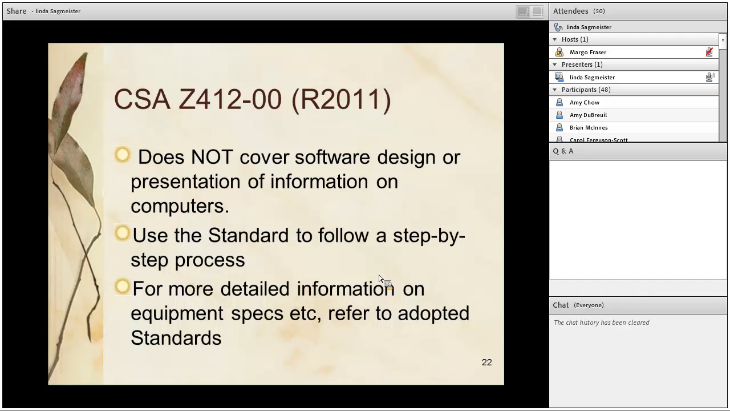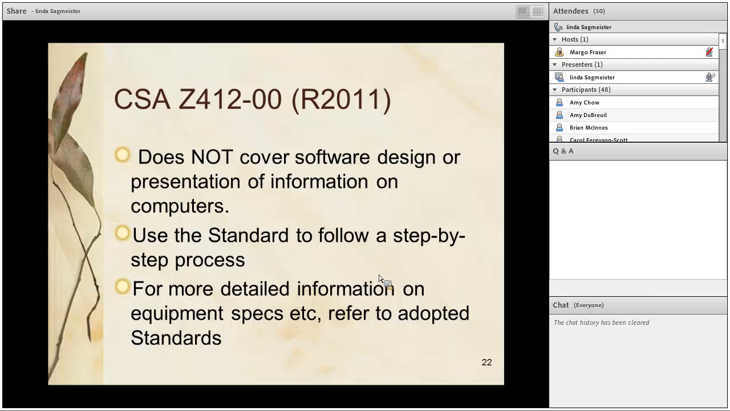Now, the interesting thing here is that, as I mentioned earlier, the CSA standards can adopt other standards, and in the case of the Z412 standard, like I said, it's almost like a textbook, and it gives a lot of information, a lot of tip of the iceberg information, so people know just how much stuff there is to consider and the basics that they need to look at.